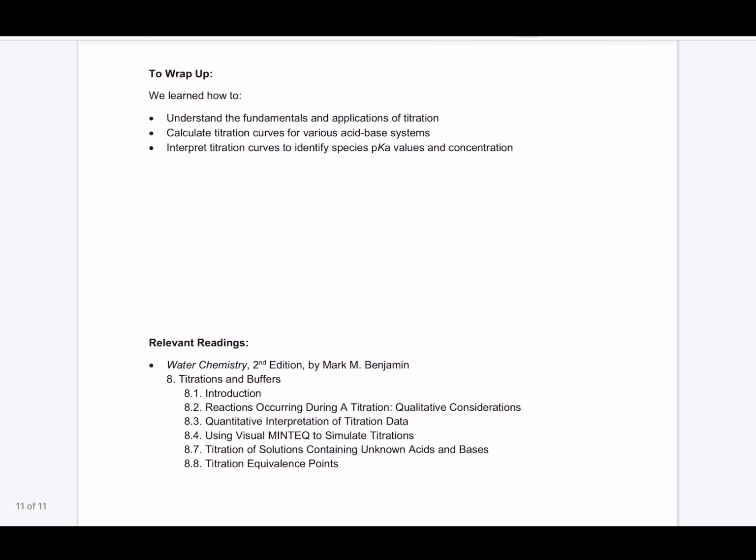Okay, so to wrap up, we talked about titration. Titration was a very useful experiment, first because it's very easy to conduct. You just need a pH probe. You need to add a known acid, strong acid or strong base, to an unknown.